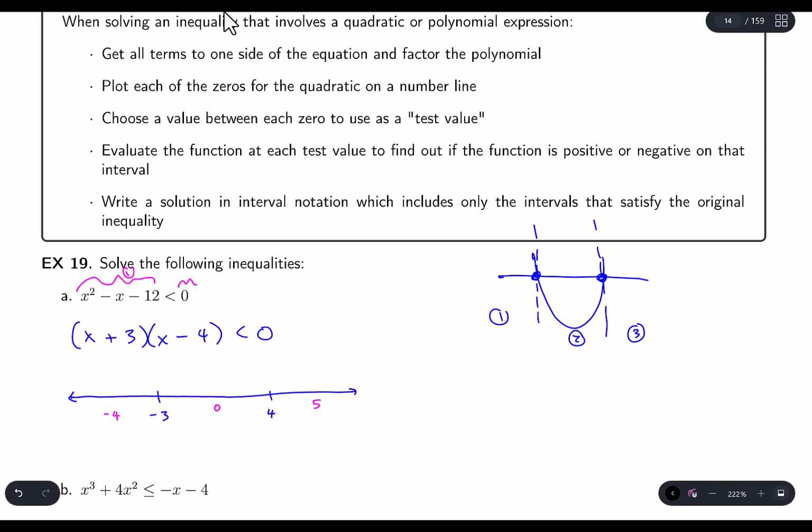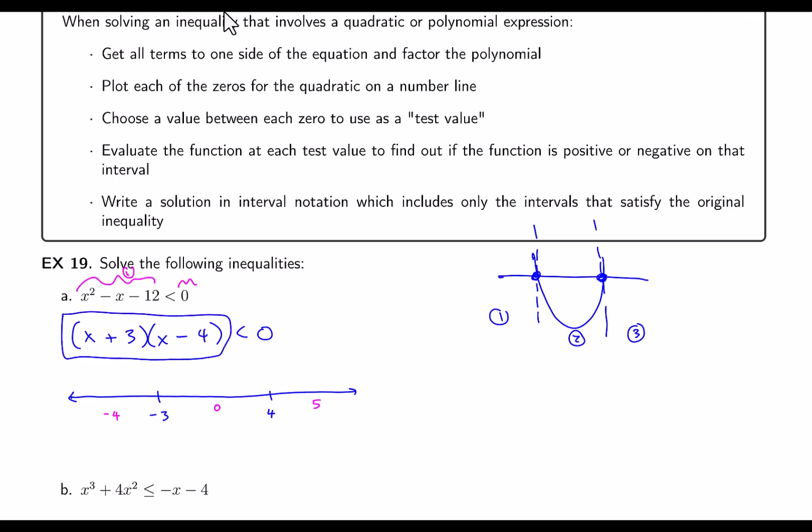Now, if I put -4 into this function, -4 plus 3 is -1. -4 minus 4 is going to be -8. Well, a negative times a negative results in a positive. So it tells me that this function is positive on that interval. So that's not part of my solution because I'm looking for things that are negative. All right, if I put in 0, all right, so 0 plus 3 is 3. 0 minus 4 is -4. 3 times -4 is a negative value.